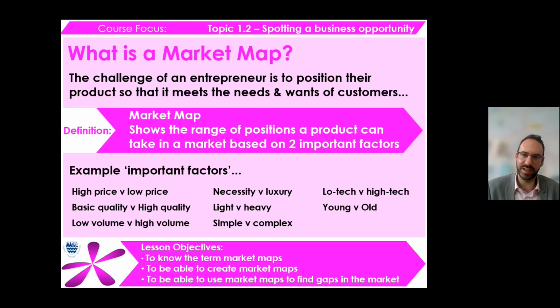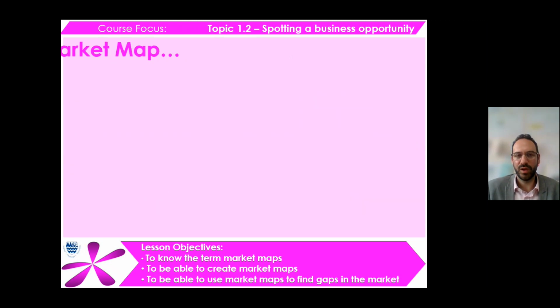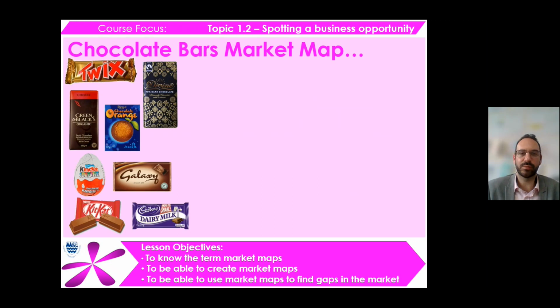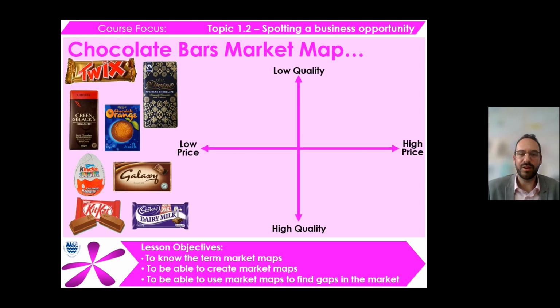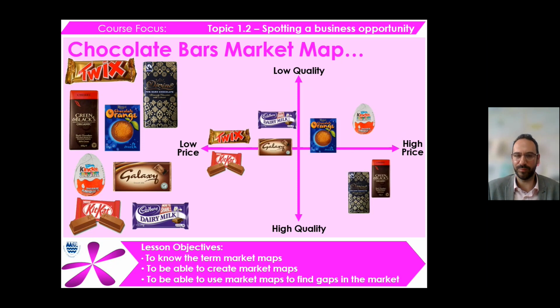A market map will take 2 of these and plot them against each other so you can actually look at a market. Here is an example of a chocolate bars market map. Now, you may not agree with this. This may have been based on data, or it may have been based on opinion, and that can be useful as well. This could be part of your market research. You could get your prospective customers in your target audience to plot these for you. The 2 important factors I've got here are quality and price. You've got low quality at the top, high quality at the bottom, low price to the left and high price to the right.